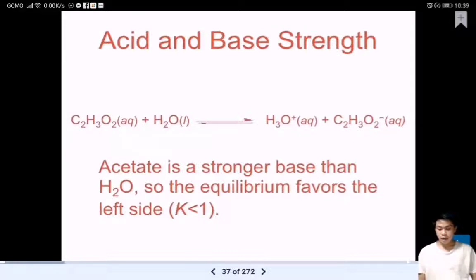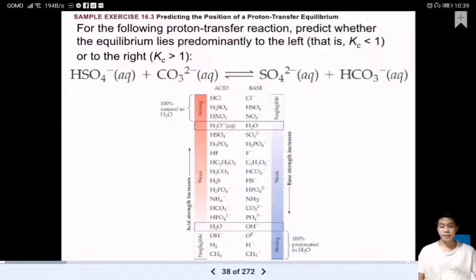So, C2H3O2⁻ aqueous plus H2O in equilibrium with H3O⁺ aqueous plus C2H3O2⁻ aqueous. So acetate is a stronger base than H2O, so the equilibrium favors the left side, with K less than 1. So, some exercise.